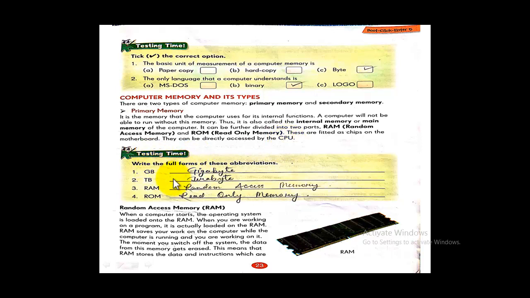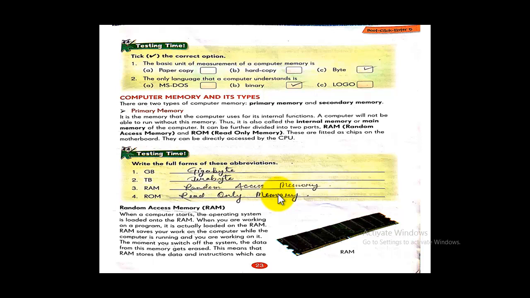Now, testing time. Write the full forms of these abbreviations. Now GB means what? Gigabyte. TB means terabyte. RAM means random access memory. Now ROM means read only memory.